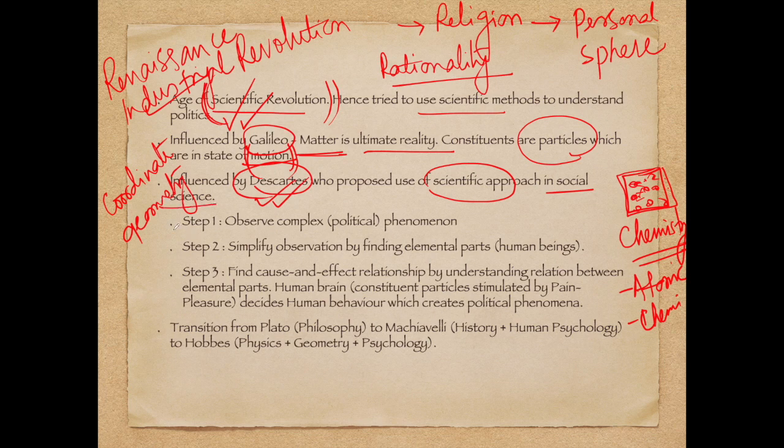Now how did he do that? He proposed 3 steps. Okay, 3 steps. So first, you observe the phenomena. Okay, what is the phenomena that is happening? Then you observe the phenomena, you simplify it, and you find the elemental parts.